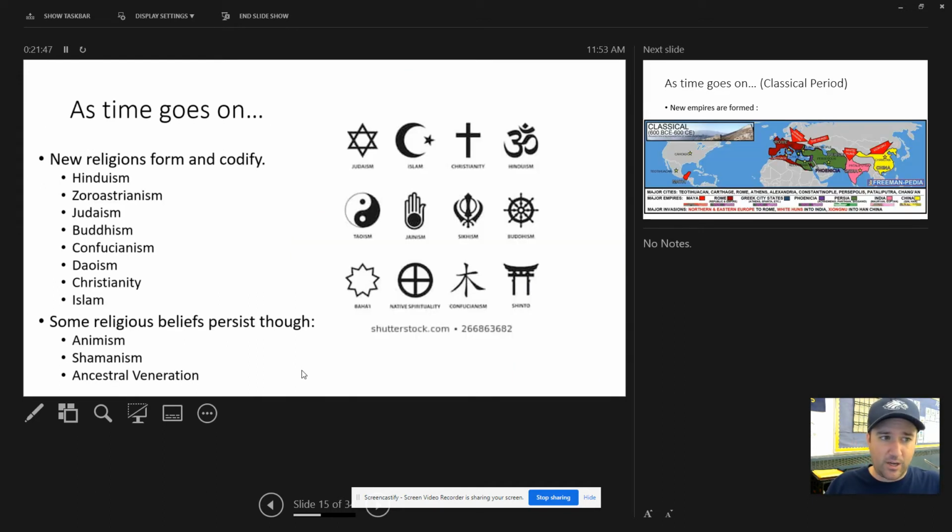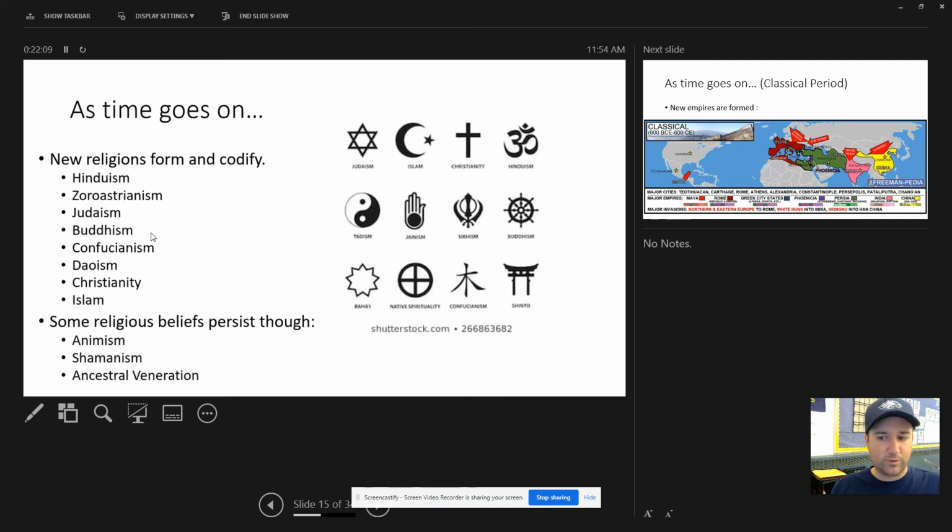As time goes on, a lot of new religions are going to form and codify. When I say codify, they write down what the belief system is, what the laws and the rules are of how you function within the belief system, things of that nature. Some of the earliest religions, Hinduism, Zoroastrianism, and Judaism, are three of the earliest.